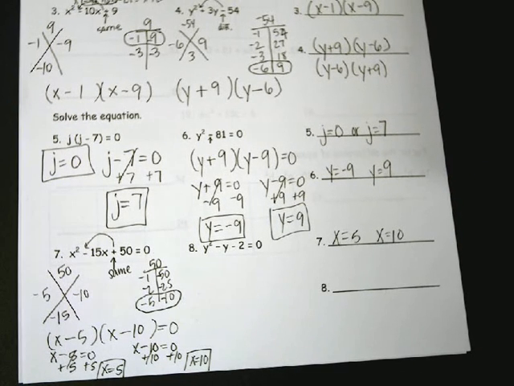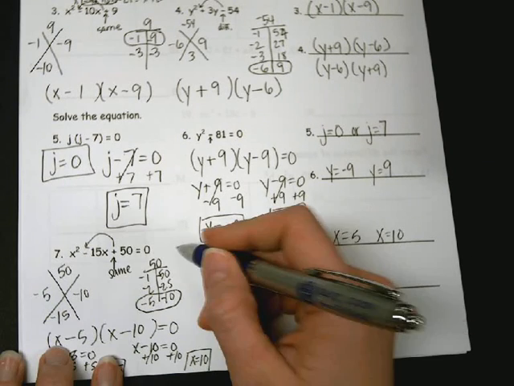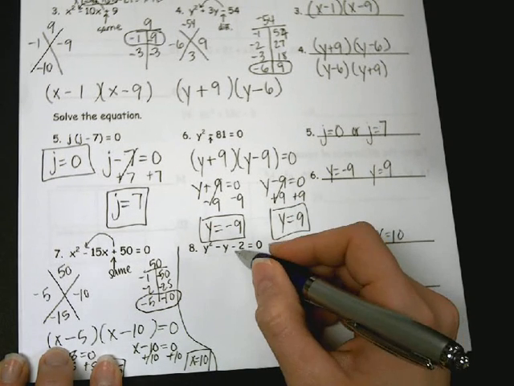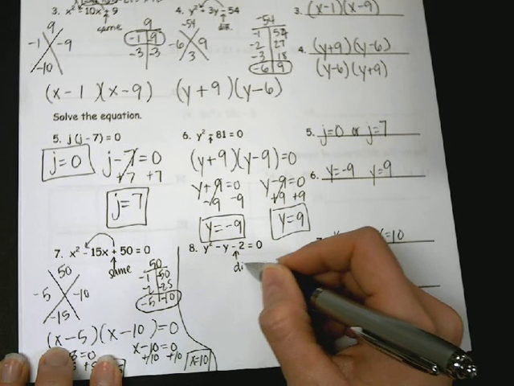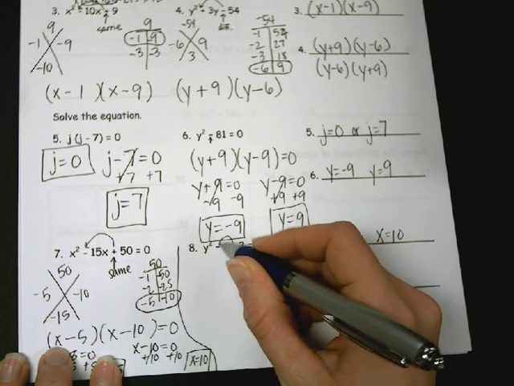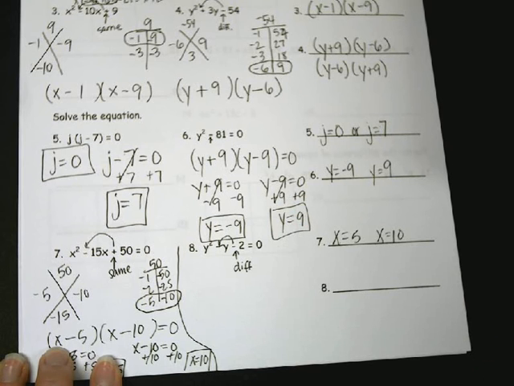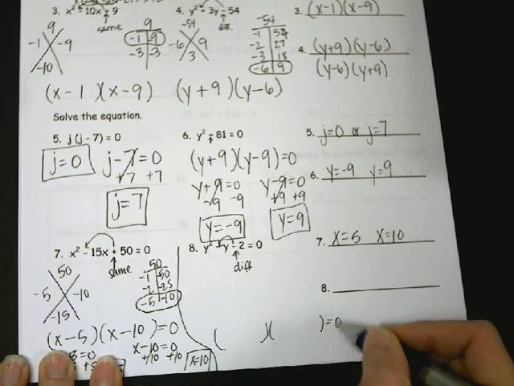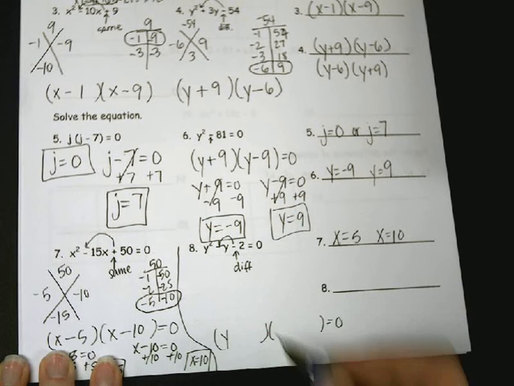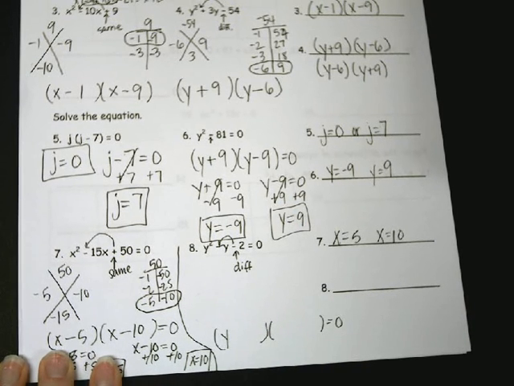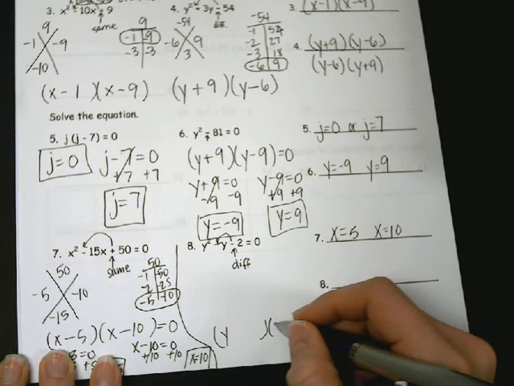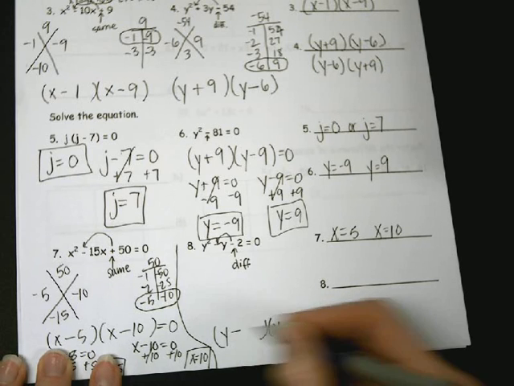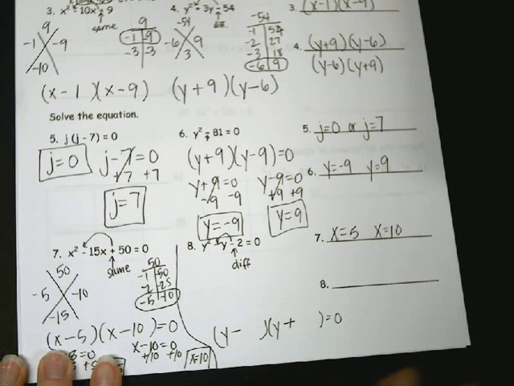Y times y is y squared. They're going to be opposite signs, and I'm going to keep my large numbers negative. I'm thinking what multiplies to give me a negative 2 and adds to give me a negative 1 because there's a 1 right there. My larger number is negative. There's only one combination for what multiplies to give you a negative 2. That would be 1 times 2, and that larger number is negative. So negative 2 and a positive 1.